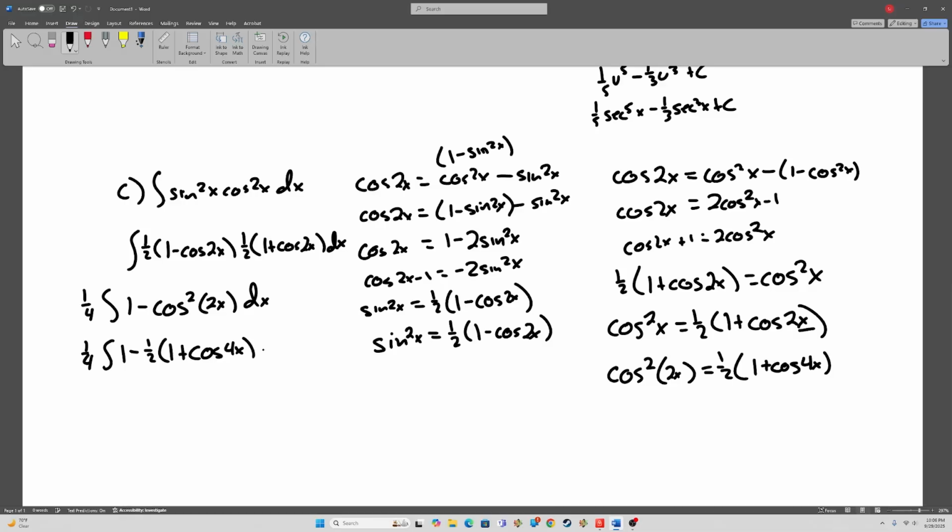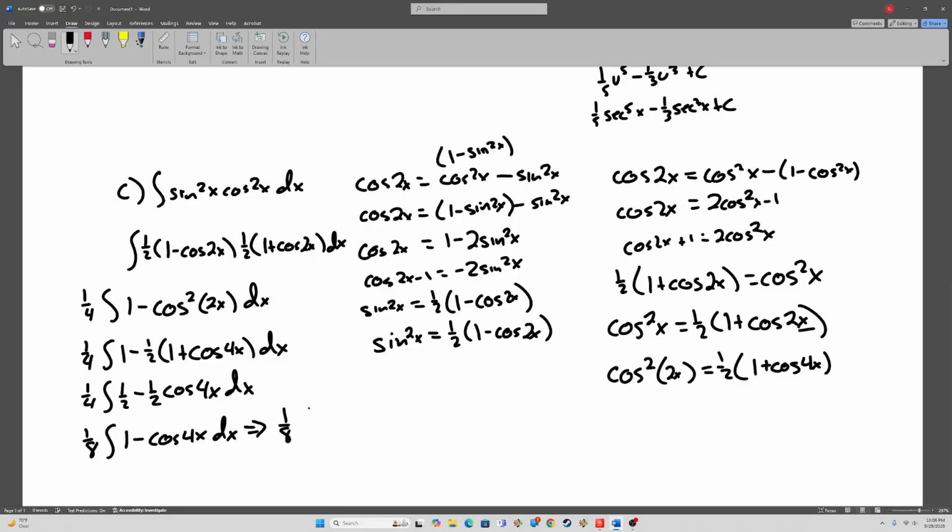cosine of 4x dx. So 1/4 integral of 1/2 minus 1/2 is 1/2, and then minus 1/2 of cosine of 4x dx. So this now is, well, I see on the key they factor out a 1/2, so this is 1/8. You don't have to do this. This wouldn't be necessary, but we'll just kind of follow the key here.